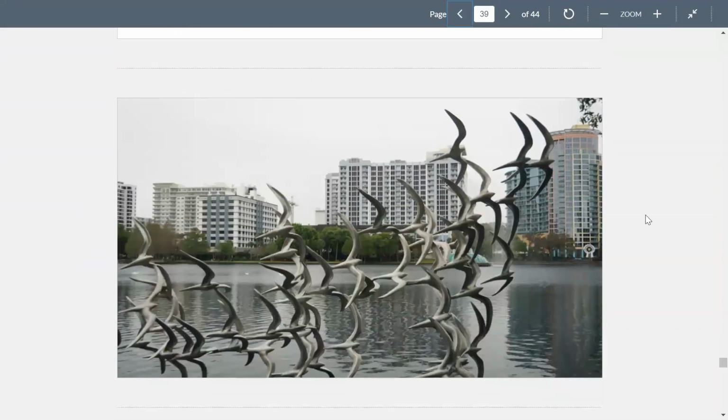What do you think about this one, this sculpture? Do you think it's an open form or closed form? This monument.